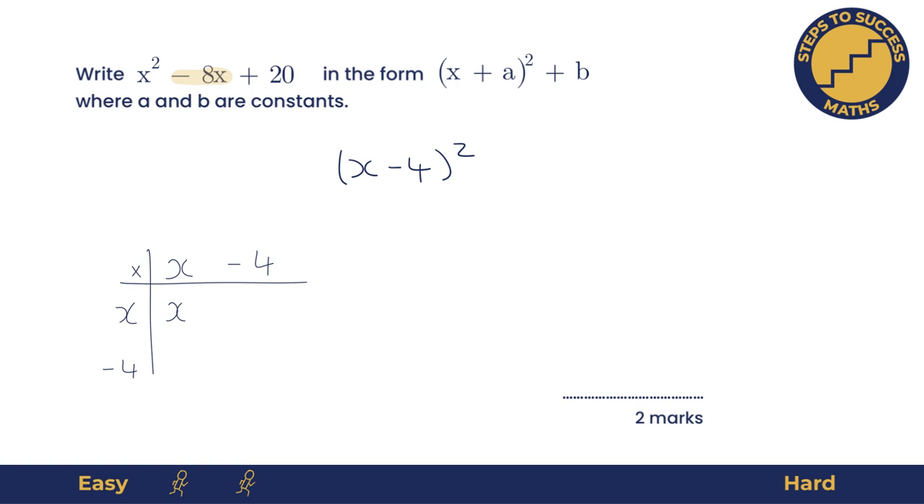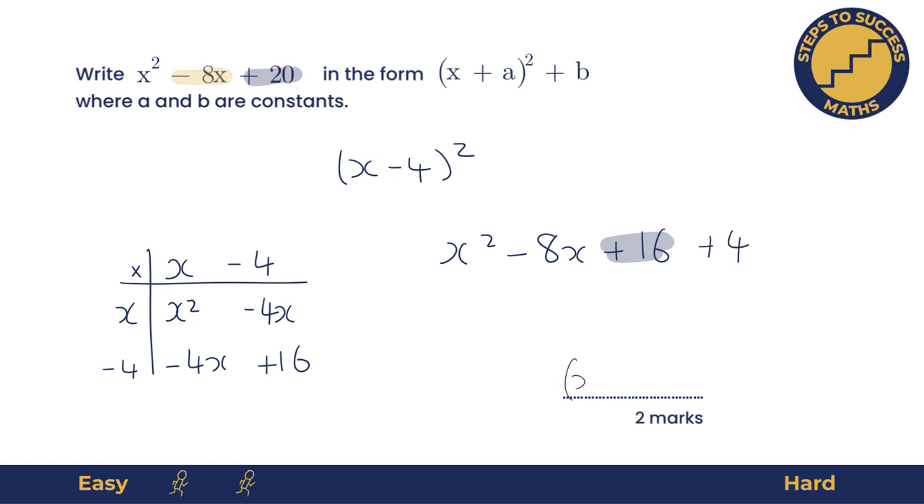So you've got x squared minus 4x, minus 4x, plus 16. So that's x squared minus 8x plus 16. And we actually want the last term to be plus 20, so we're going to need to add on an extra 4. (x minus 4) all squared plus 4.